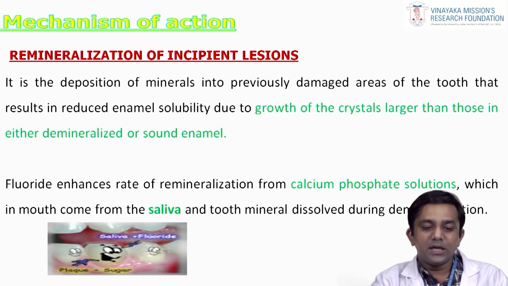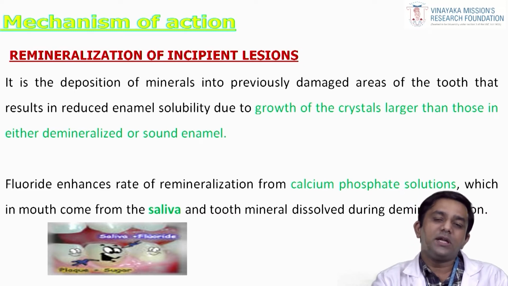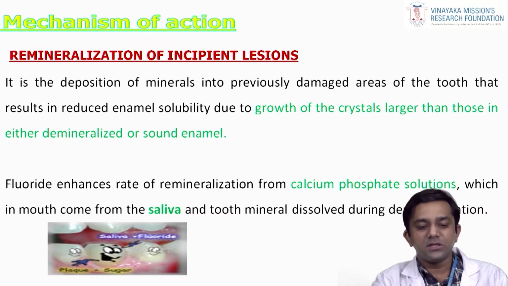So, how does it act? It is mainly due to the deposition of minerals into the previously damaged areas of a tooth. Any previously damaged area of a tooth, like any opacities or any incipient caries lesions or pits, results in reduced enamel solubility due to the growth of crystals that are larger than those in either a demineralized or a sound enamel.